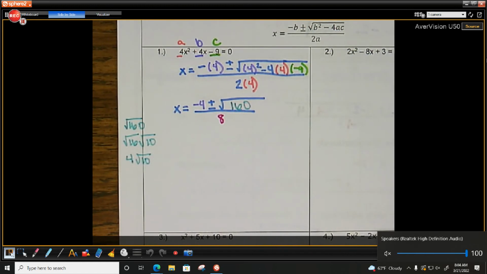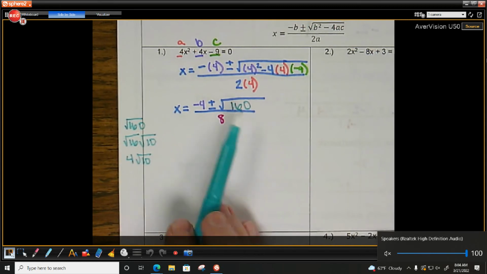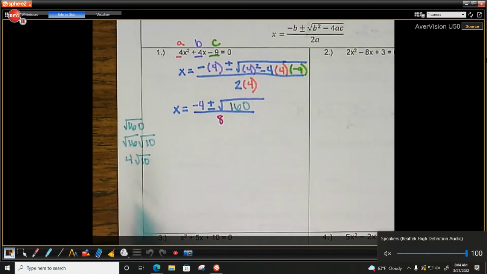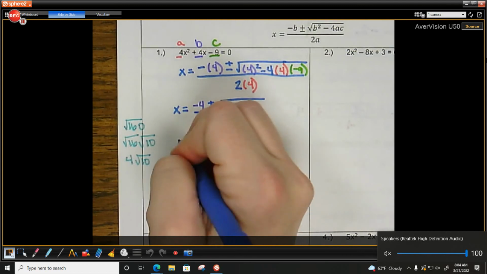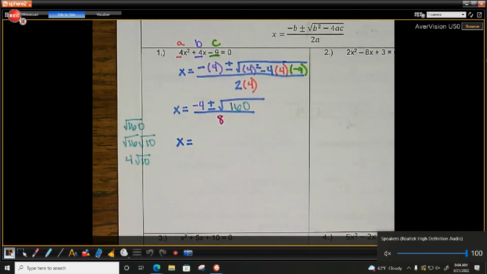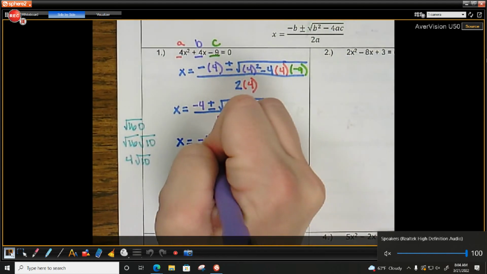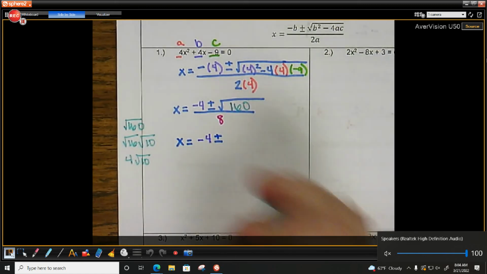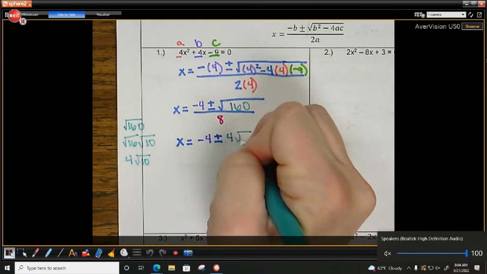Okay, we good with that? So I'm going to rewrite this, but instead of putting the square root of 160, I'm going to put 4 root 10. Okay, so x equals negative 4 plus or minus 4 root 10 over 8.